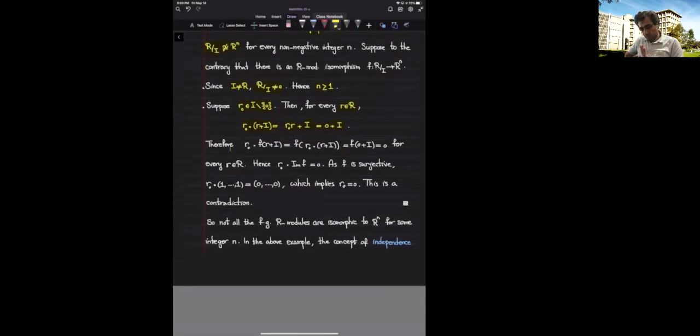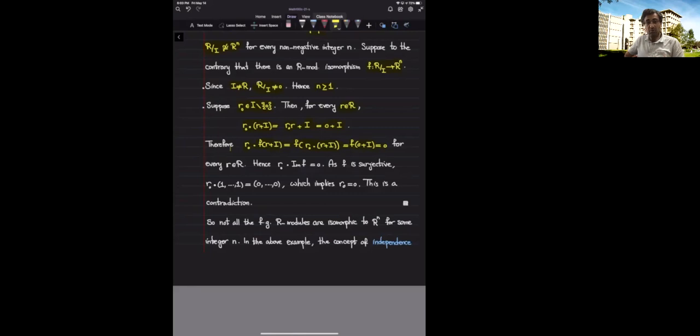Okay, so we have this statement, but next, if we do have an isomorphism, assuming the contrary, an isomorphism from R over I to R to the n, when I apply f to R over I I get a surjective map to R to the n. And R naught times no matter what I throw at it is going to be f of R naught times that element, and that thing is 0, which means that R naught is going to annihilate the image of f.